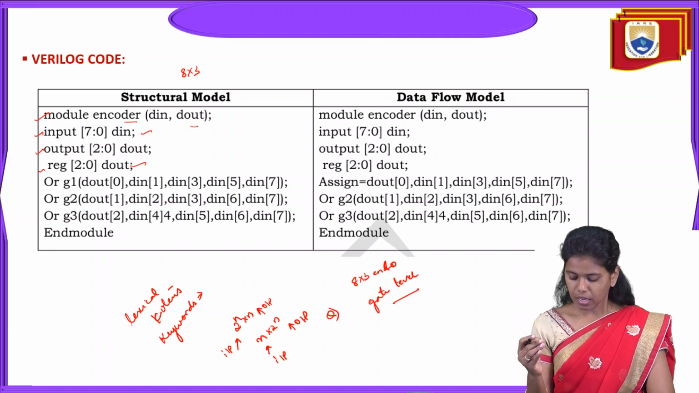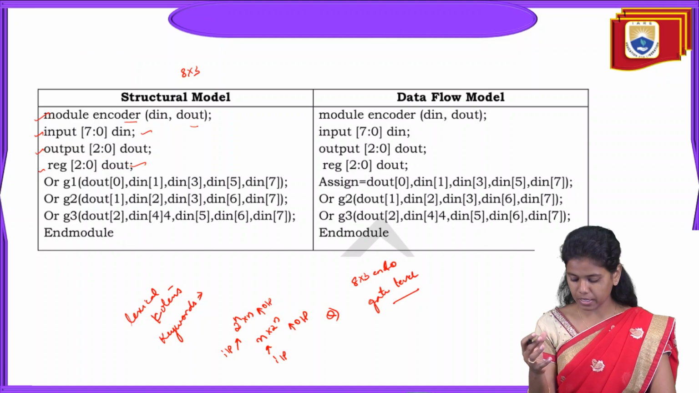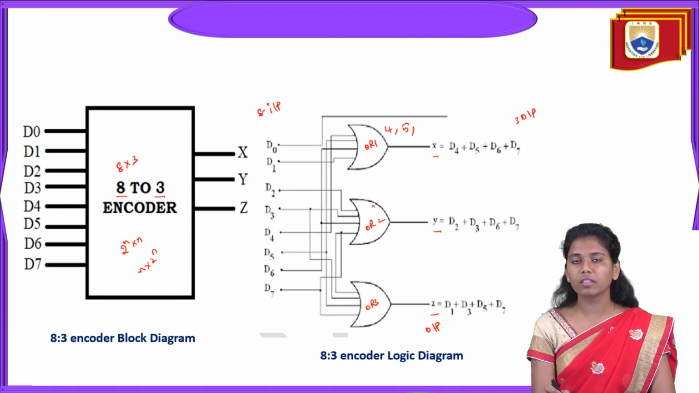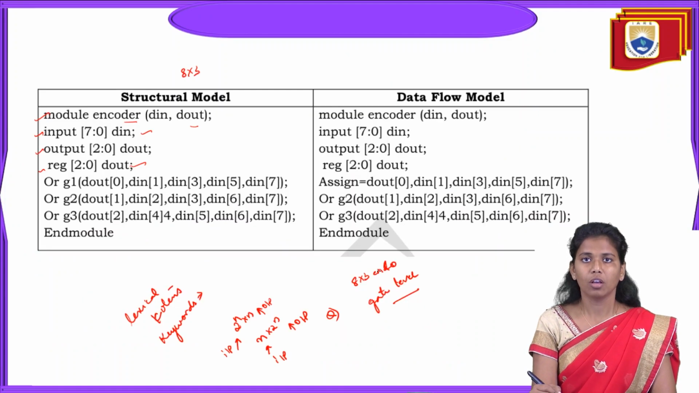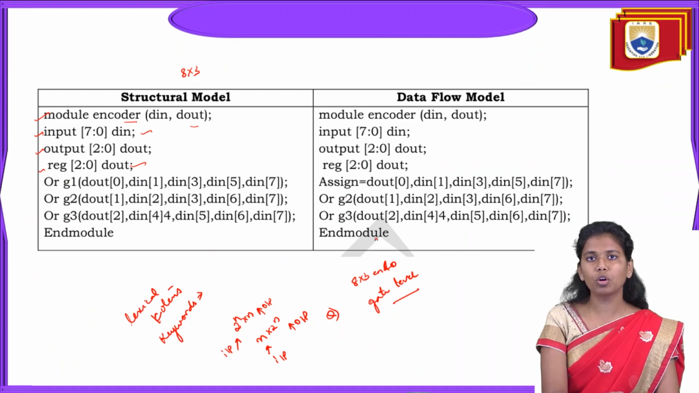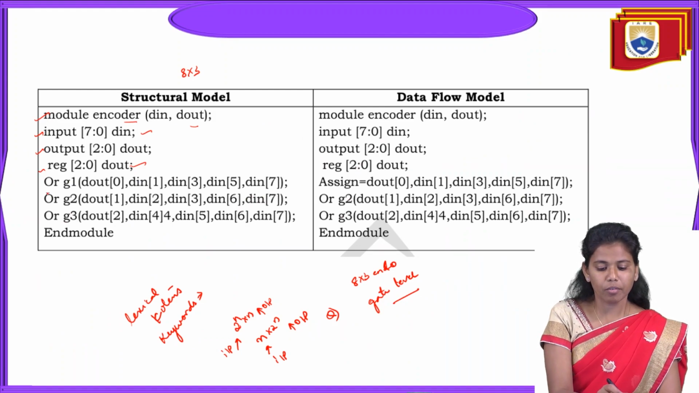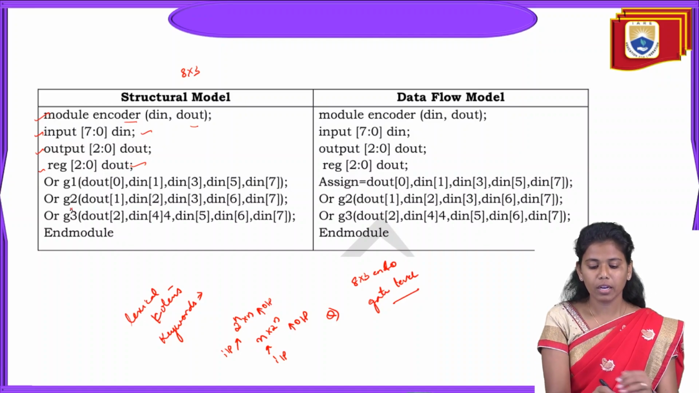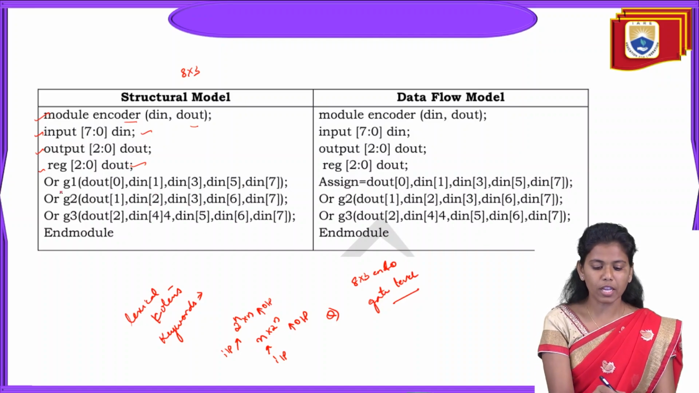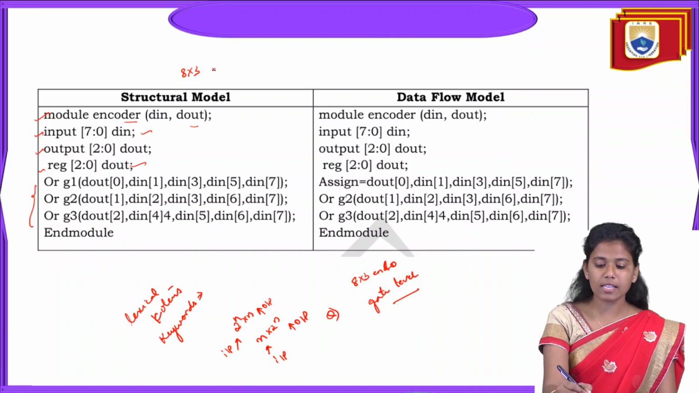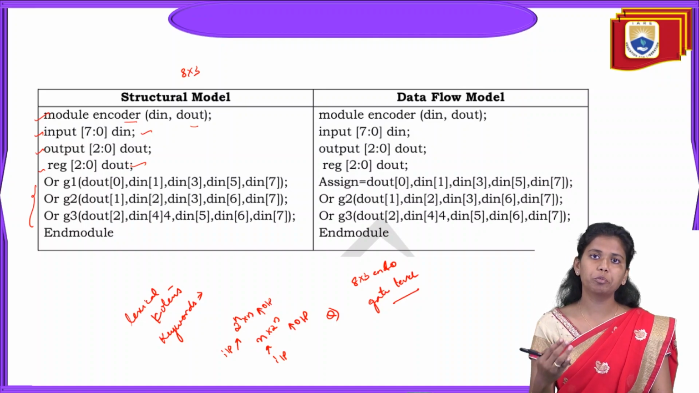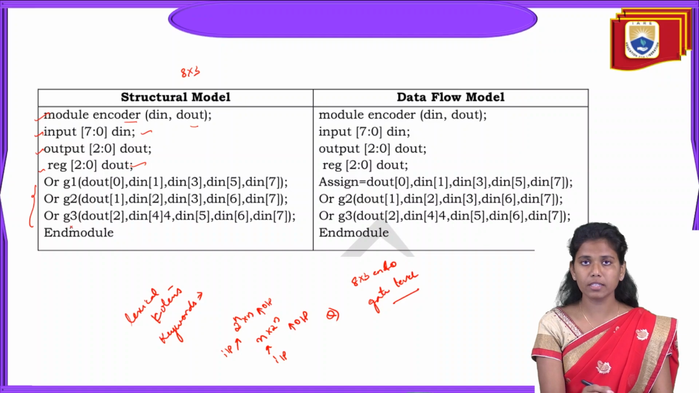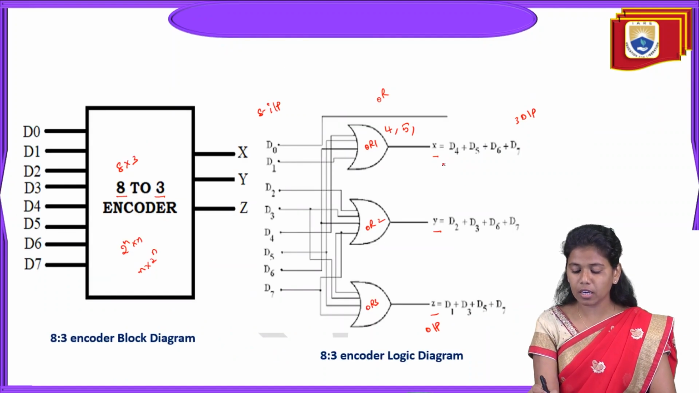In the previous slide, we designed this 8x3 encoder using gate level modeling, where we used 3 OR gates. So in structural modeling, I have to write: or G1 (D out 1 2 3, input 5 7). As it is structural modeling, I have to write the output first. The OR gate output is D for OR gate 1.